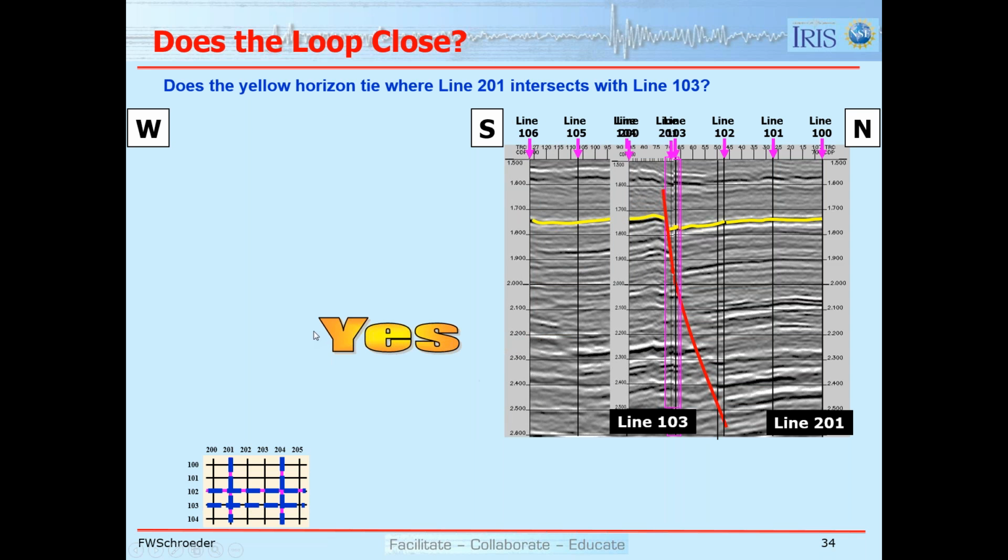And so again, I can fold the paper, slide it over, and does the yellow horizon on each of the two displays have the same two-way travel time within the accuracy of me using PowerPoint? Yes, they do. And so the yellow horizon is areally consistent around that closed loop. Then I can work on other lines and close more loops and bootstrap myself around and get the yellow horizon on every line.